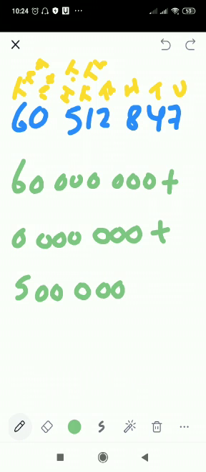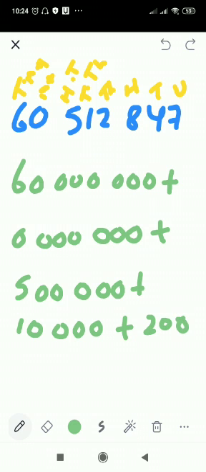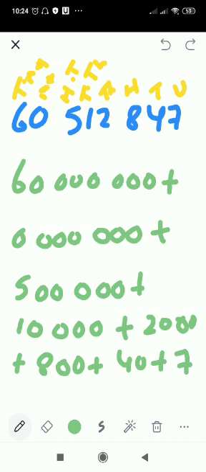All right. Then we have how many 10,000? We have 10,000. So we are going to write down 10,000. Then how many thousands we have? We have 2,000. So we are going to write down 2,000. Then how many hundreds we have? 800. How many tens we have? 4 tens is 40. And how many units we have? 7 units. All right.